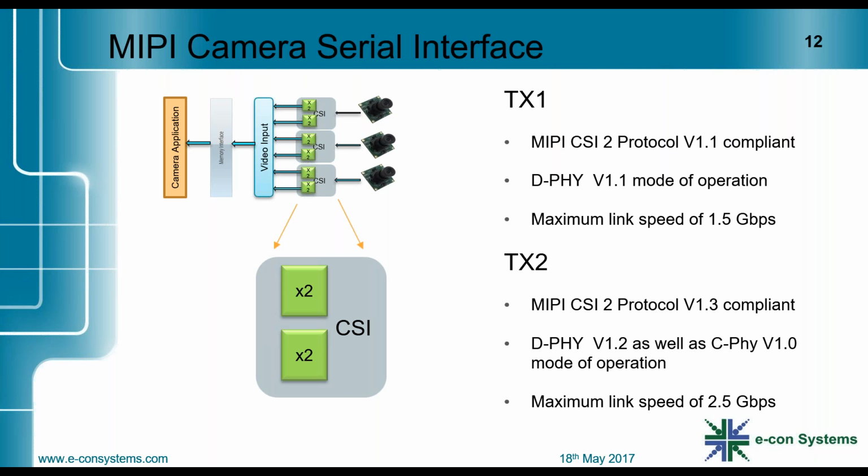The MIPI receiver in TX2 is actually more advanced compared to the receiver in TX1. It can support both D-PHY as well as C-PHY modes of operation, as compared to the CSI block in TX1, which can operate only in D-PHY mode. The C-PHY mode of operation can support more advanced sensors and higher throughputs than the D-PHY.